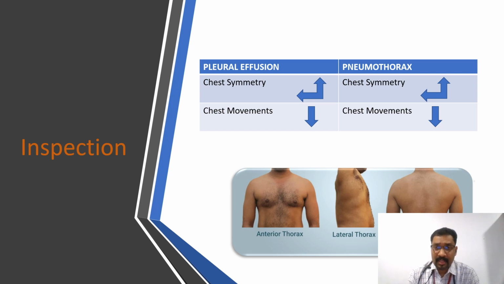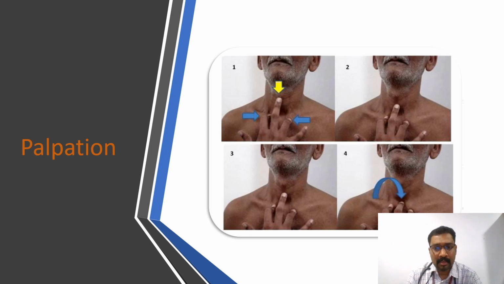But in some cases where there is a massive pleural effusion, there might be an increase in the size of that particular hemithorax, which is appreciable on inspection. Similarly, the chest movements are decreased on the side of the effusion, both in pleural effusion as well as in pneumothorax. It is important to confirm the inspectory findings by palpation.